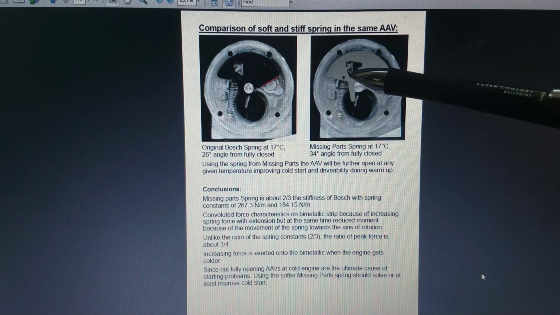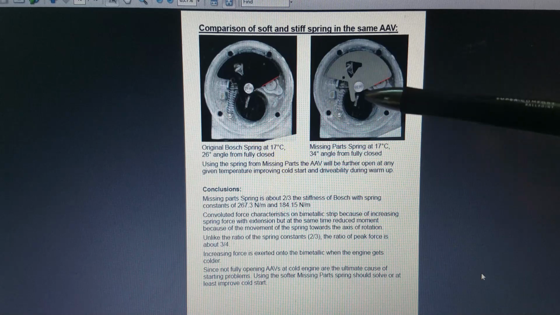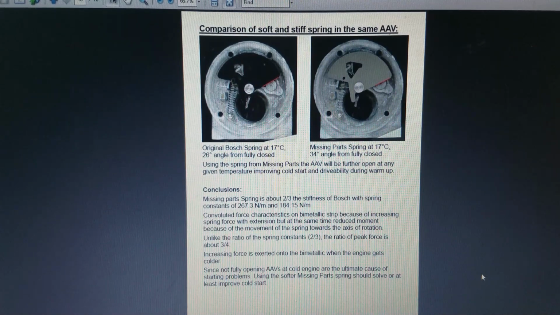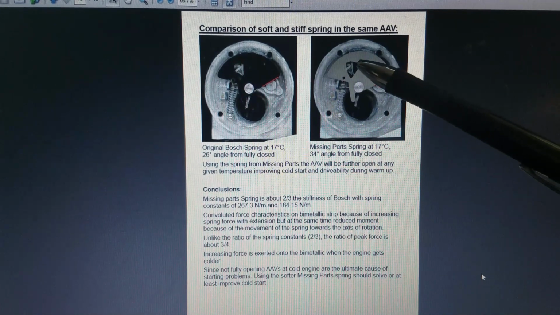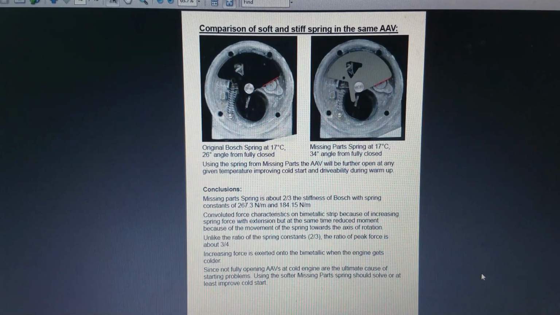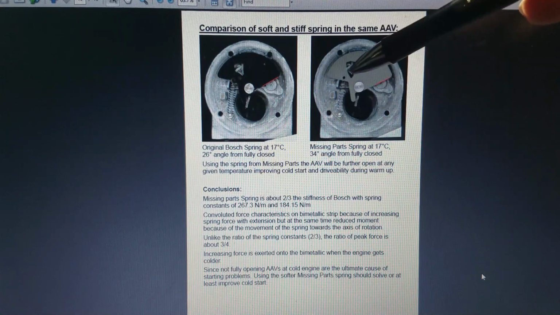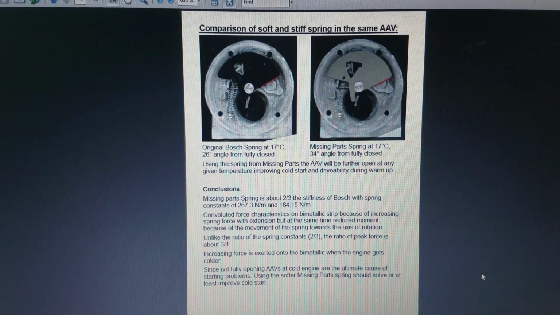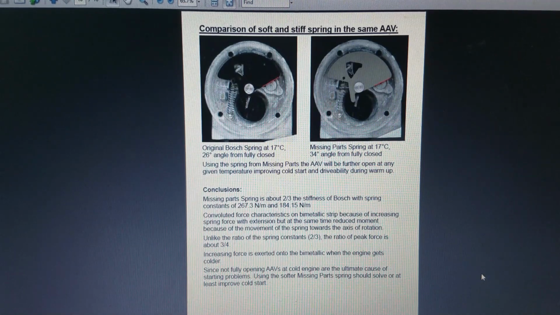And so also when the engine gets colder, the spring gets extended and the force on the bimetallic strip increases, and when the engine gets warmer, that force decreases. And since this air gap not being big enough is the root of most starting and warm-up problems, I would expect that adjustment of the screw in the back here and using the softer spring should enable me to repair all the auxiliary air valves I have here and get good cold start and warm-up behavior.